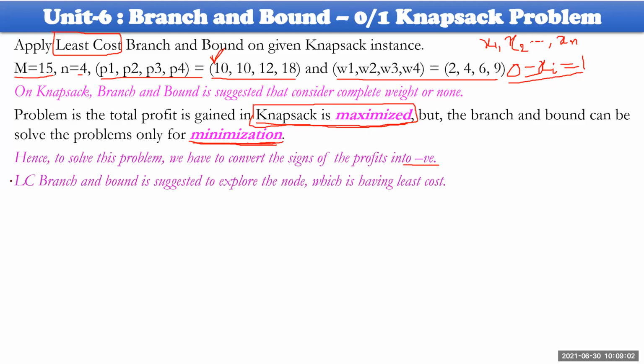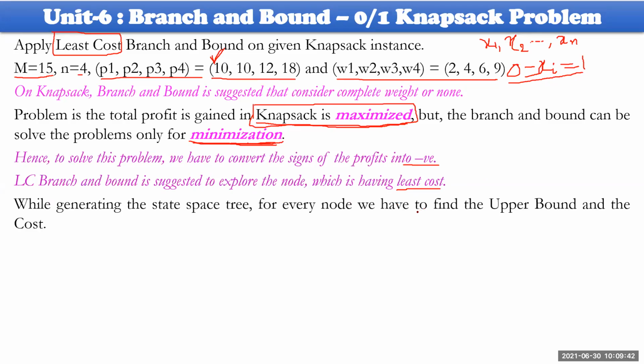As per the hypothesis of LC, least cost branch and bound, what exactly are we trying to perform? How can you explore the state space tree? The node which has the least cost will be explored further. If any node has a huge cost, then it will not be taken into consideration. That is the point we have to take into consideration while performing this problem using least cost branch and bound.